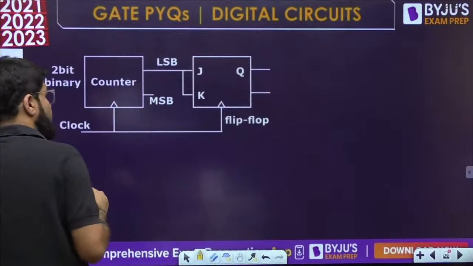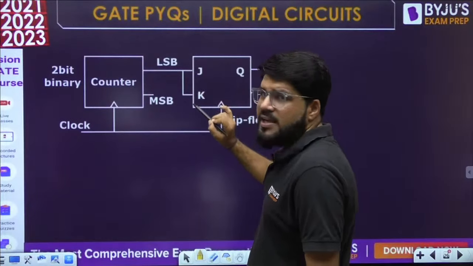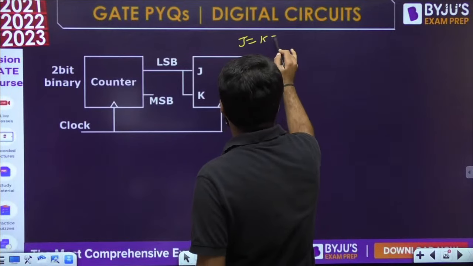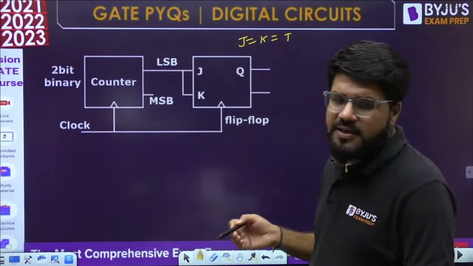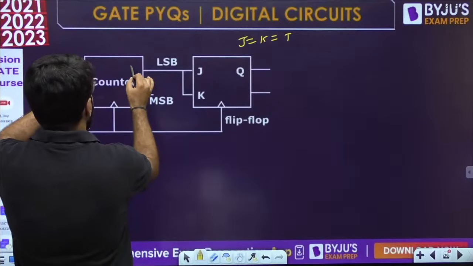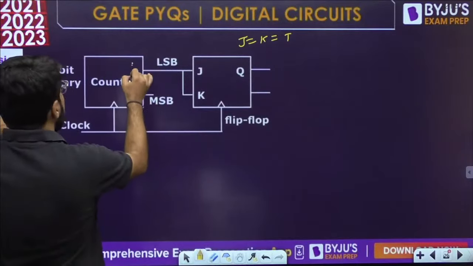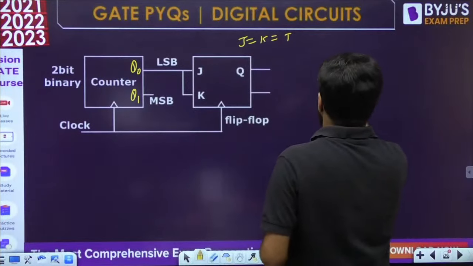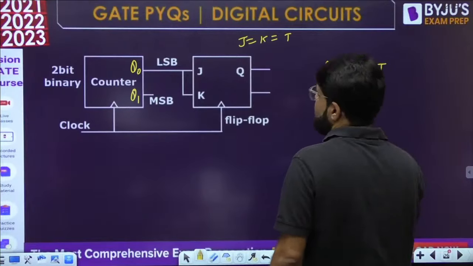It's a 2-bit counter given to me first, and the LSB of the 2-bit counter will be fed to the J and K inputs. Whenever J and K are equal, whenever J and K are commonly connected, it behaves as the T flip-flop. Let us say the output of the counter is Q1 and Q0, MSB to LSB. So Q1, Q0.